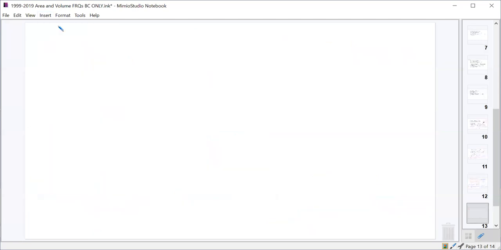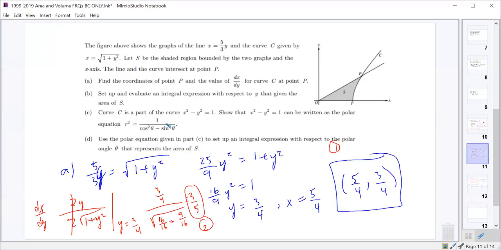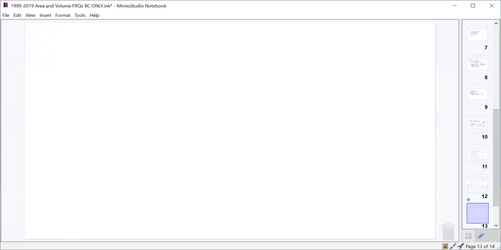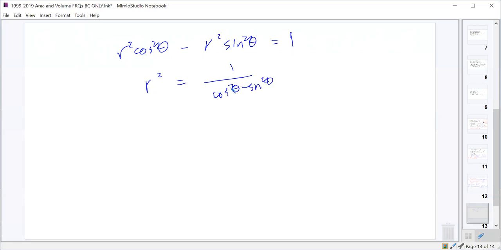All right, part C. Okay, oh, we better hurry up now, otherwise we're not going to have time for this quiz. Part C says curve C is part of the curve x squared minus y squared equals 1. Show that it can be written as the polar equation r squared equals 1 over cosine squared minus sine squared. So that should be pretty straightforward. I mean, x is r cosine theta, so that's r squared cosine squared theta minus y, which is r squared sine squared theta, equals 1. And just factor out your r squared, and you got 1 over cosine squared minus sine squared. So that should be pretty straightforward. Wow, they gave you 2 points for that.